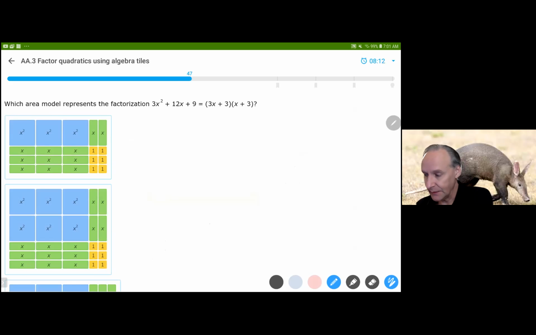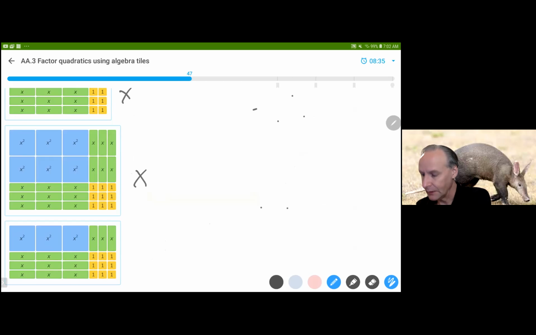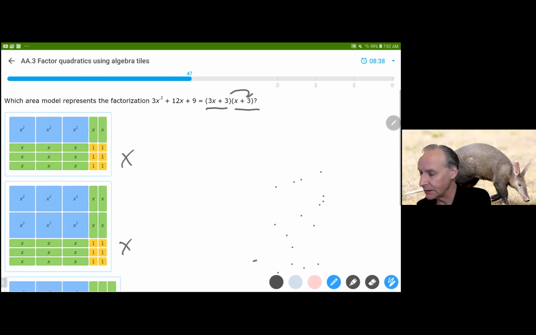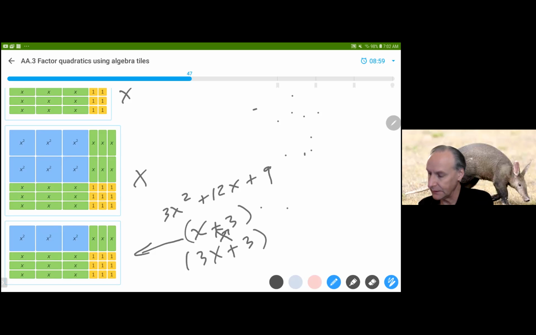Might be easier to actually write it on your paper so you can see it better, or memorize it. We've got a 3x plus 3 and an x plus 3. And this one has 6 single units, so it's definitely not it. 3 times 3 is 9, isn't it? There's 9. We've got a 2x and a 3x, not the one we're looking for. We've got an x and a 3x, and we definitely have a 9, and there it is right there. This says x plus 3 times 3x plus 3, which does give us 3x squared plus 9x plus 3x, which is plus 12x plus 9. Let's see if that's what we were looking for. It sure is. There it is.